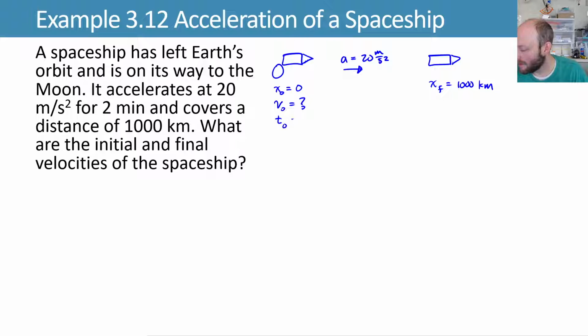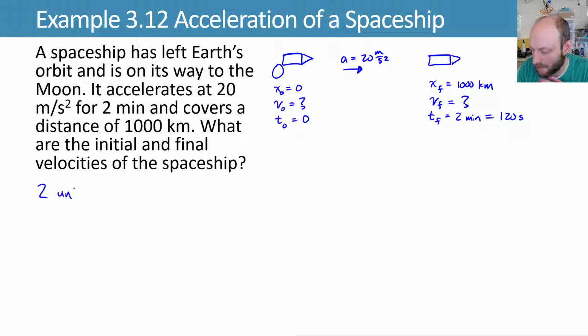We can say T naught is equal to 0. Over here, we know that it took 2 minutes to do this, so we know that my T final is 2 minutes, which, just to do a quick unit conversion, times 60 gives us 120 seconds. And then we also want to find V final. So we know the things we know, the things we don't know, and the things we're trying to find. And to be explicit, we have 2 unknowns, V naught and V final, that we're trying to find.